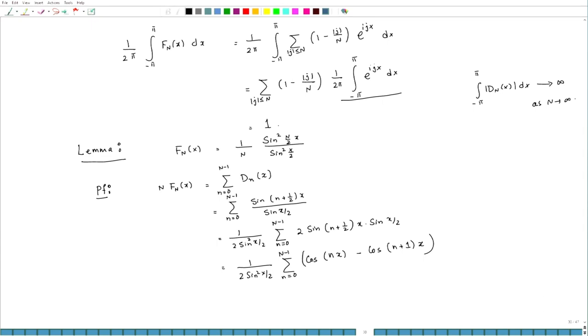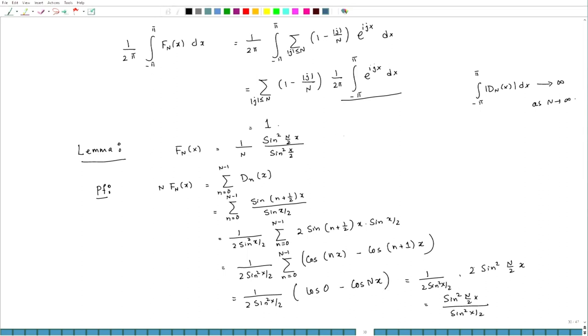Now, this is a telescopic sum. Therefore, only the first and the last term are going to survive. Therefore, this is 1 by 2 sine square x by 2 times (cos 0 minus cos n x), since n minus 1 plus 1 is n. Now, cos 0 is 1, so this is 1 minus cos n x. And 1 minus cos x is equal to 2 sine square x by 2. So we get 1 by 2 sine square x by 2 into 2 sine square (n by 2) x. This is equal to the required identity that we wanted to get.